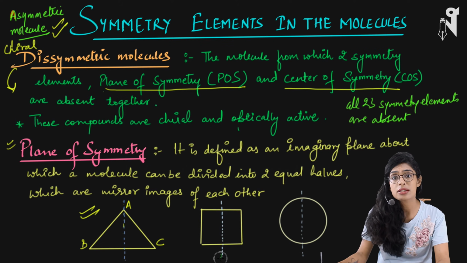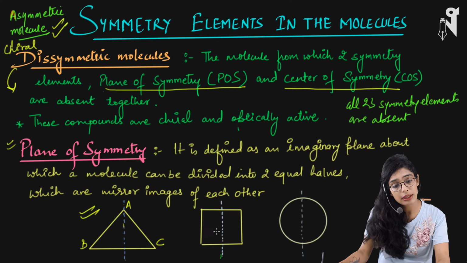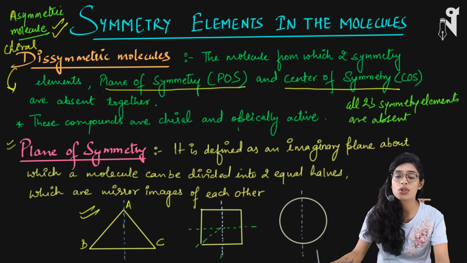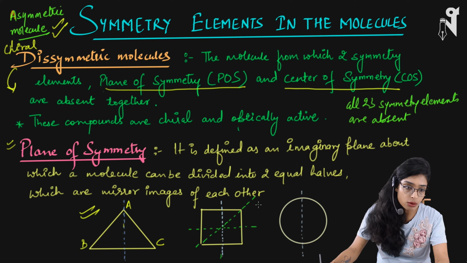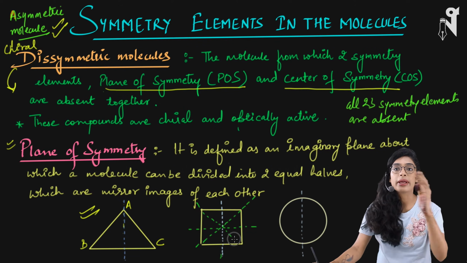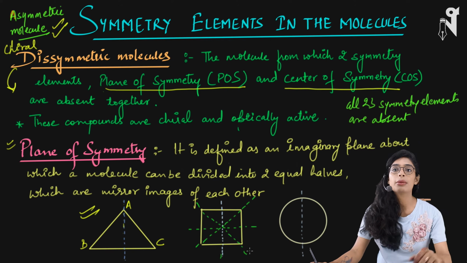Can I cut it through some other plane which is dividing into two equal halves? I can cut it like this and it will divide into two equal halves. I can also cut it diagonally like this and it will get divided into two equal halves which are mirror images of each other. I can also cut it through the other diagonal and then it will get divided into two equal halves. So there are many planes through which it can be cut and divided into two equal halves.